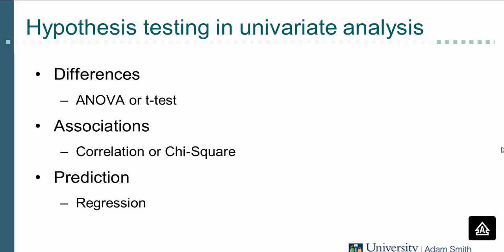We test for association using either correlation or chi-square. Correlation is used when variables are measured on interval or ratio scale, and chi-square is used on nominal variables. Finally, prediction is typically tested using regression analysis, and we regress one variable onto another to see how strongly the independent variable explains the dependent variable.